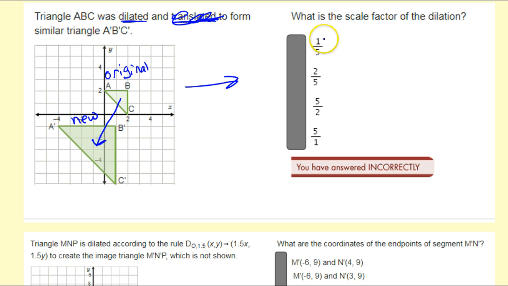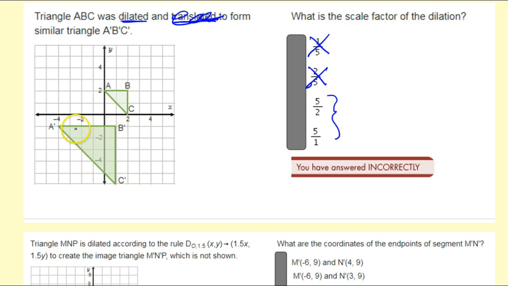So right away I know that it's not going to be 1/5. That's less than 1. It's not going to be 2/5. So right away I know it's going to be one of these two. These are the only ones that are bigger than 1. So now let's do some ratios and see which one it is. But when we do it, make sure you do big over small, because the scale factor should be bigger than 1 if it's growing.